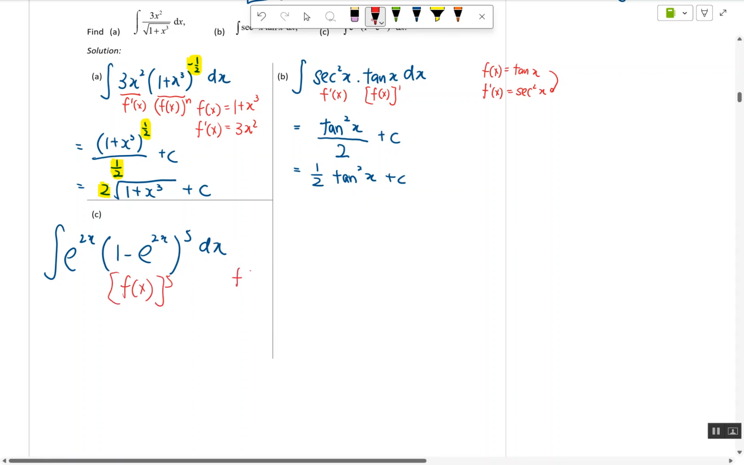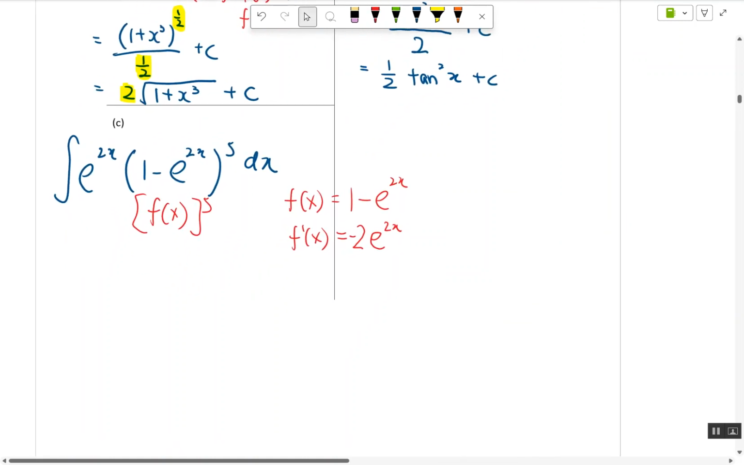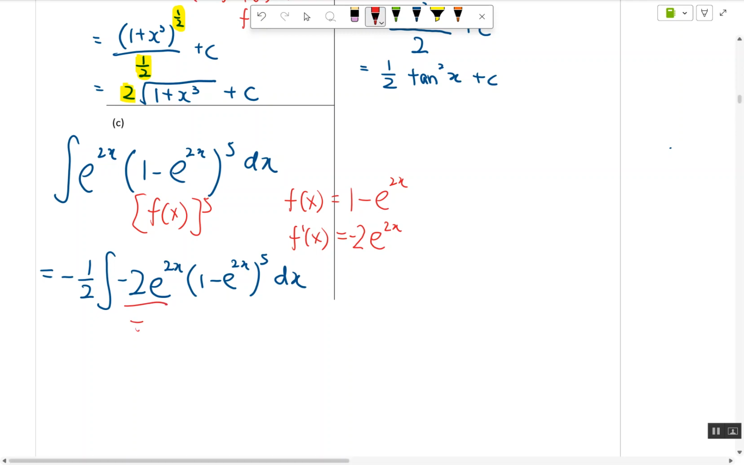Okay, so if f x is equal to 1 minus e to the power of 2x, f prime x, differentiate, negative 2e to the power of 2x. Is your differentiation good enough at this point? If it's not good enough, make sure you practice enough differentiation first before we come to integration. So this is my f prime x. Is it f prime x right now? No. Compensate with a negative half on the outside. Negative half times negative 2 e to the power of 2x, 1 minus e to the power of 2x to the power of 5 dx. This is my f prime x. This is my f x to the power of 5.